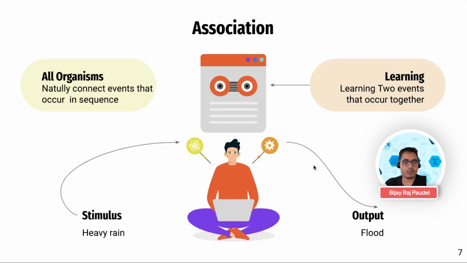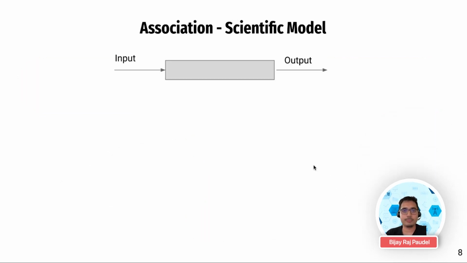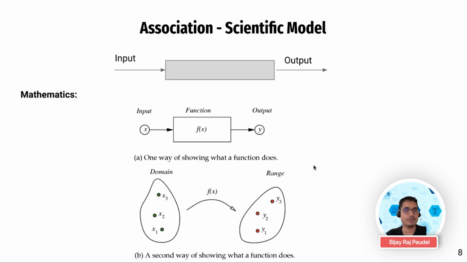One example is that we associate everything. Like when there is heavy rain, we associate that with flood, because we have seen or heard about this association. Now, how do we represent association as a scientist or as an engineer? Association is where you have one stimulus input and an outcome output. But how do you represent that? You represent it using mathematics, and specifically, using something called a function.